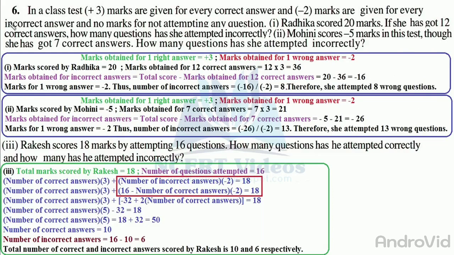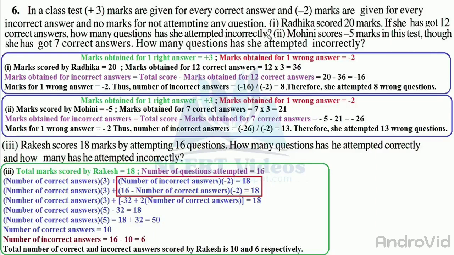Question 6. In a class test, plus 3 marks are given for every correct answer, minus 2 for every incorrect answer, and no marks for not attempting any question. So Radhika scored 20 marks. If she has got 12 correct answers, how many questions has she attempted incorrectly?